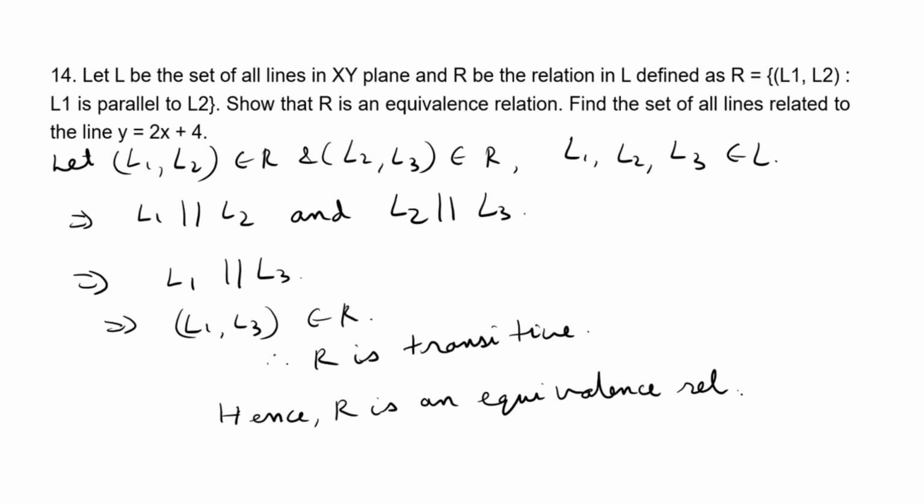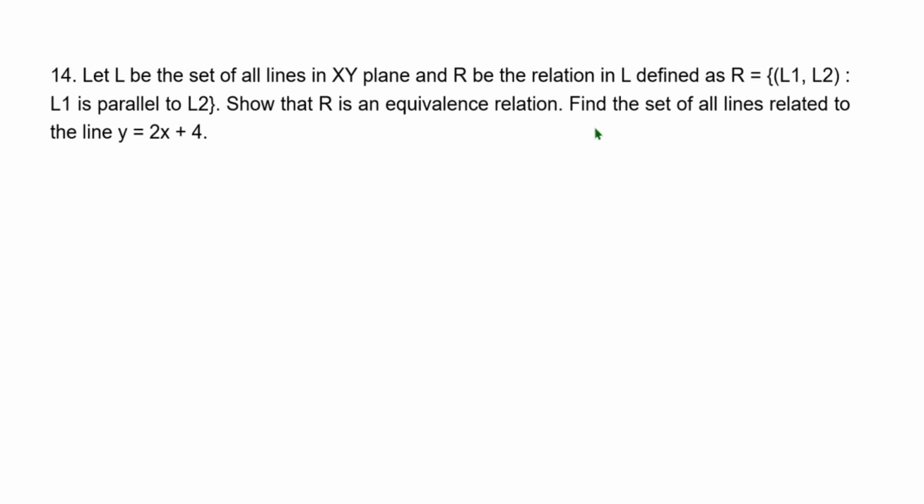Now we'll move to the next part of the question. Find the set of all lines related to the line y = 2x + 4. Generally the equation of a line is represented as y = mx + c, where m is the slope and c is the constant. So here in this line the slope is 2. All those lines which will be related to this will be all the lines parallel to this. So the lines parallel to y = 2x + 4 will be y = 2x + c.